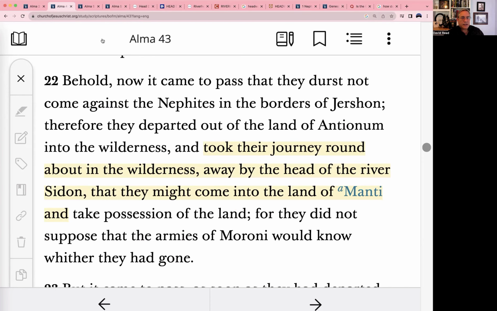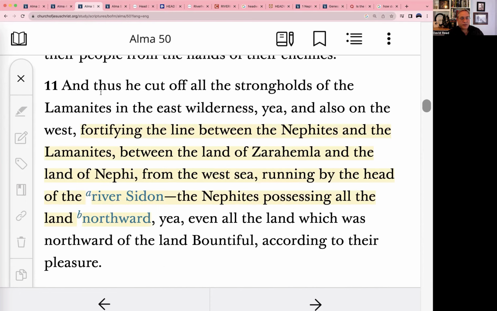The third reference is in Alma chapter 50, verse 11. And this is the time where Captain Moroni is fortifying and building the fortifications. It says in verse 11, he was fortifying the line between the Nephites and the Lamanites, between the land of Zarahemla and the land of Nephi, from the West Sea running by the head of the River Sidon, the Nephites possessing all the land northward. So again, it places this head of the River Sidon in this dividing area between the land of Zarahemla towards the north, where the Nephites were, and the land of Nephi on the south, where the Lamanites were.